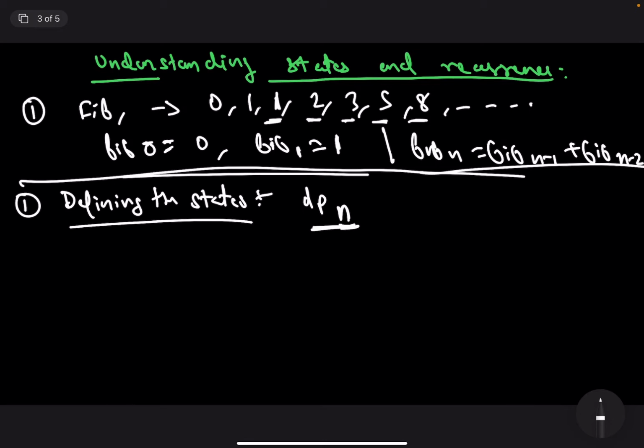In this case, it's a single dimensional state. Sometimes it can be a two dimensional DP, sometimes it can be a three dimensional state. In this case, it's just a single dimensional state, and DP of n, I am going to define as equal to Fibonacci of n. It means the nth state of DP corresponds to the nth Fibonacci number. All right, so it just means that if someone asks me to compute Fibonacci of 100, I will just return DP of 100.